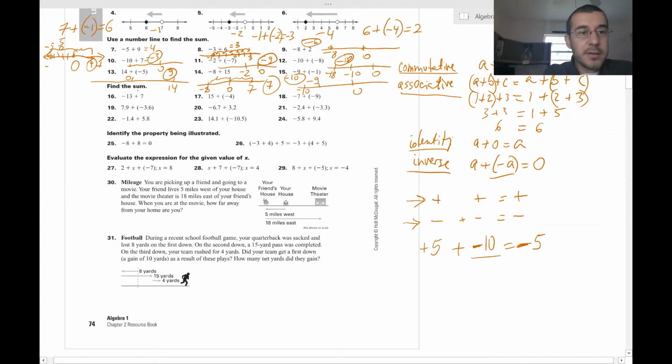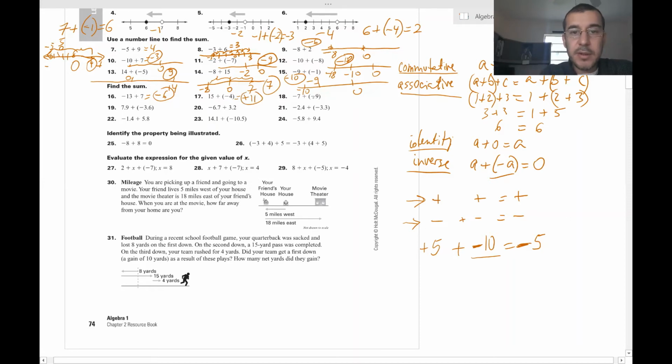All right, so find the sum, number 16. Which one is larger, 13 or 7? 13. So what's the sign before 13? It's minus. So this is minus, and then 13 minus 7 is 6. So minus 6. Okay. Number 17. We have positive 15 and then minus 4. Which one is larger? 15 is larger. So the sign before 15 is plus, and then 15 minus 4 is 11.